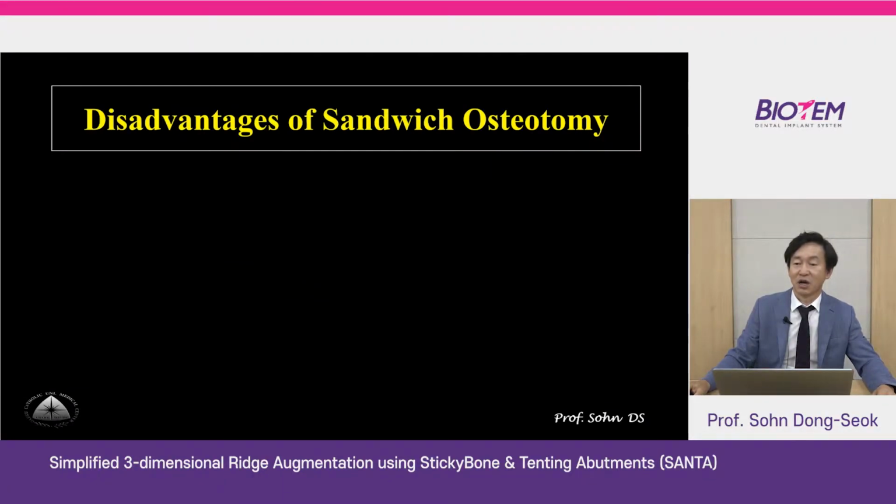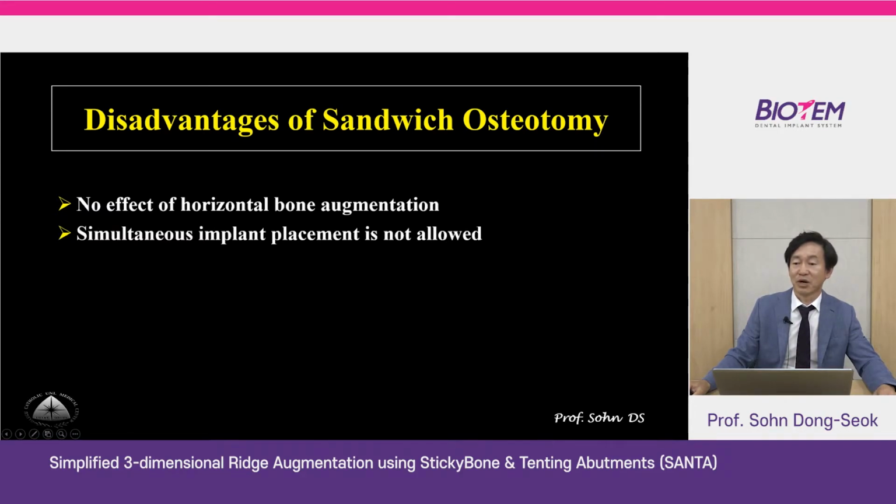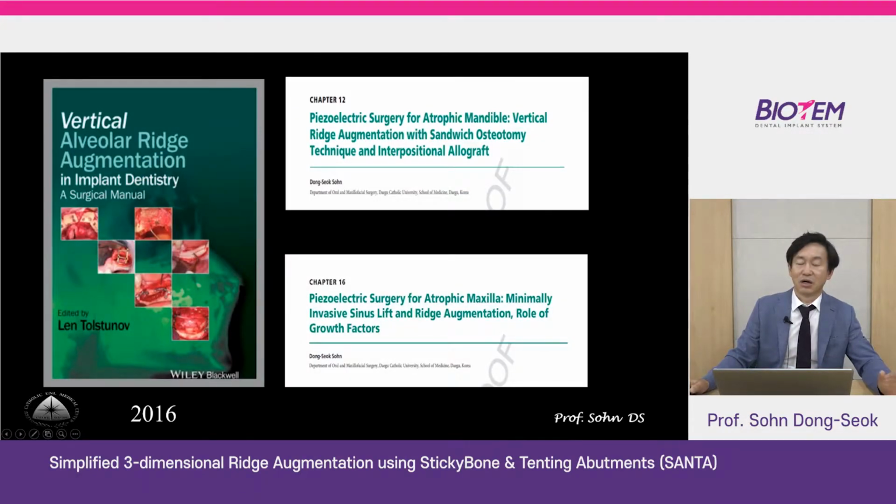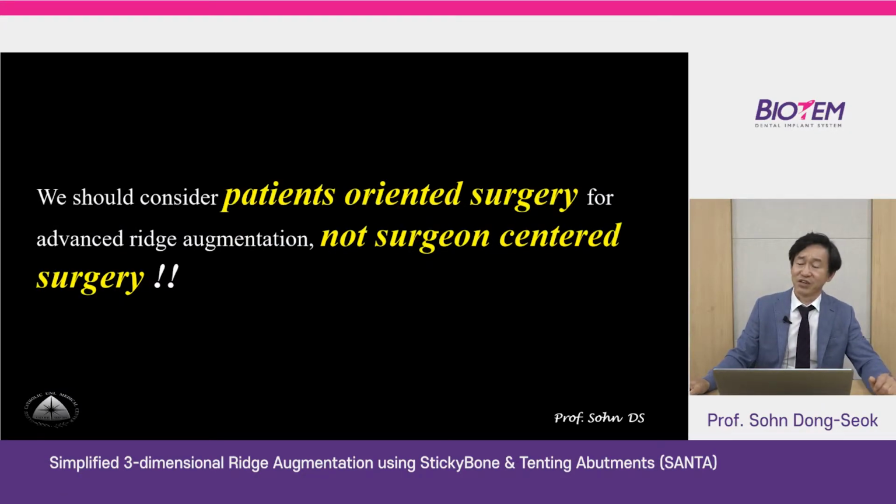But this technique also has some disadvantages. There is no effect of horizontal bone augmentation, and you cannot place the implant at the same time, so a long edentulous period is required. If you want to know this technique in more detail, please read these articles or this book, to which I contributed 2 chapters. Chapter 12 talks about the sandwich augmentation, and chapter 16 talks about minimally invasive sinus augmentation without bone graft materials.